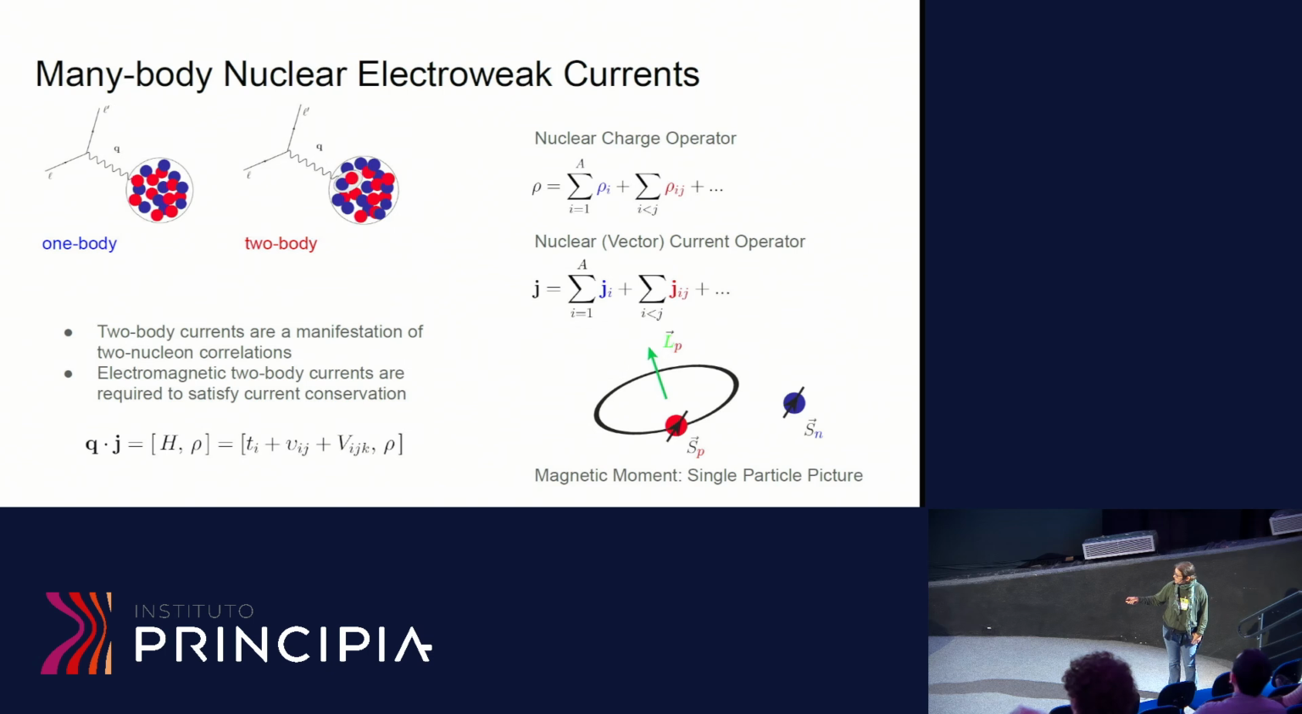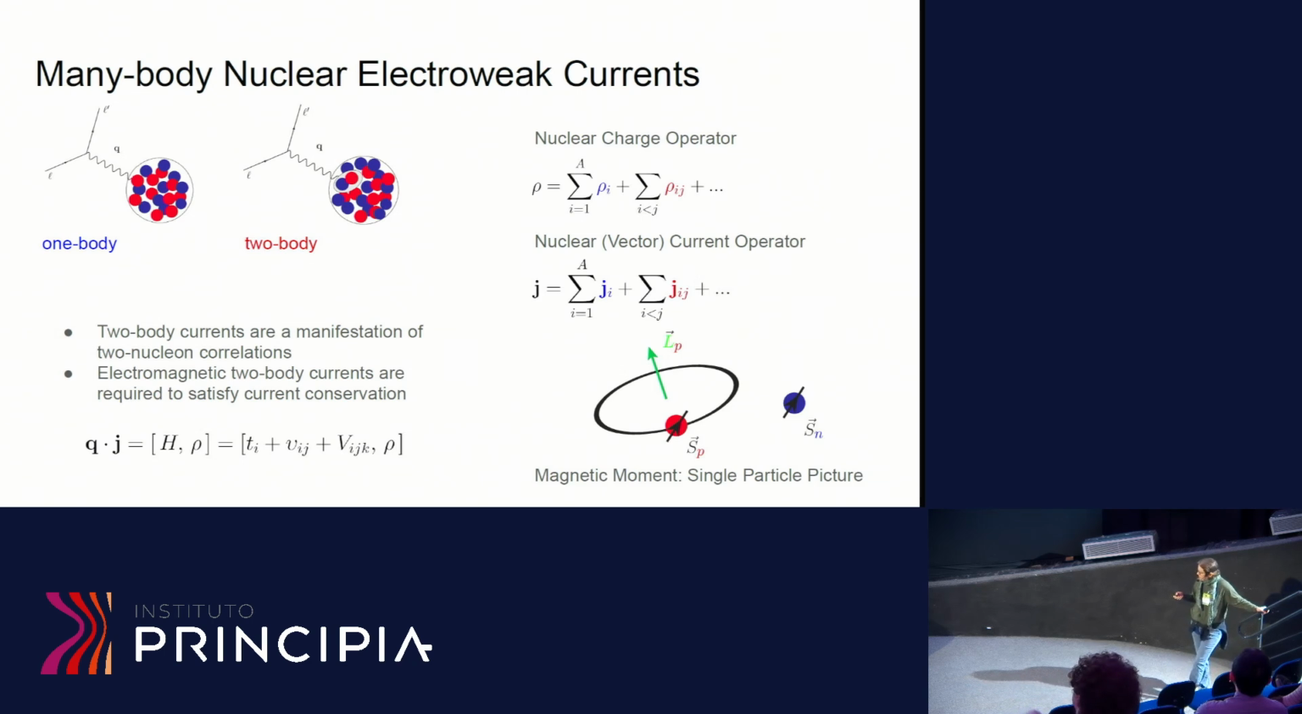So this is the current conservation in momentum space. Our nuclear Hamiltonian is correlating nucleons in pairs and in triplets. And in order to balance this equation, the current should in principle include two- and three-body components. We include up to two-body components in our calculation. And the first observable that I'll discuss is a static property of nuclei.